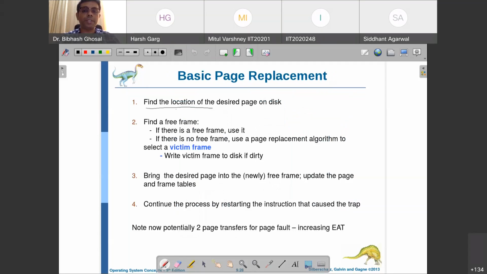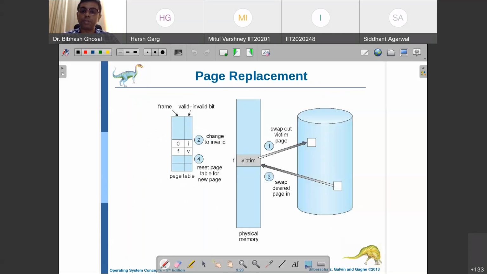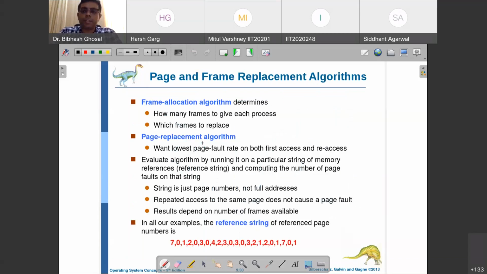You find the location of the desired page, then find a free frame. If there is a free frame, use it. But if there is no free frame, use a page replacement algorithm to select a victim frame. Now, who will be this victim frame? That has to be decided through a number of algorithms, and I'm going to talk about some of them. We are not going to go into details. They are pretty simple algorithms. You just have to look them up, and I'll talk about one of the problems and we'll finish on this.